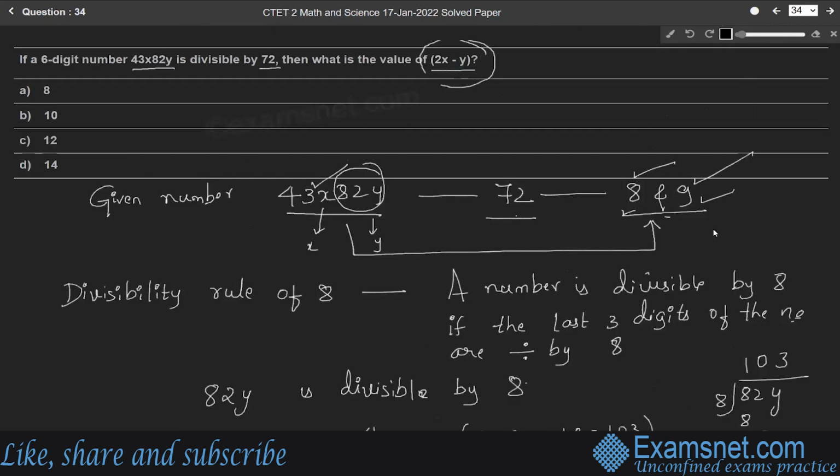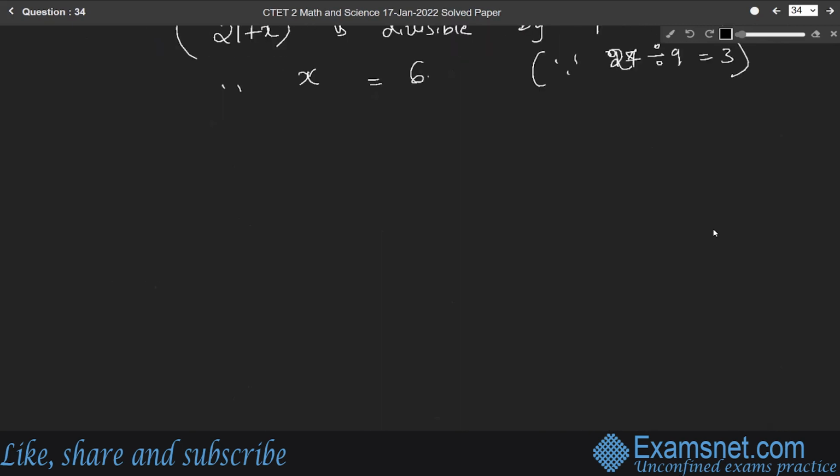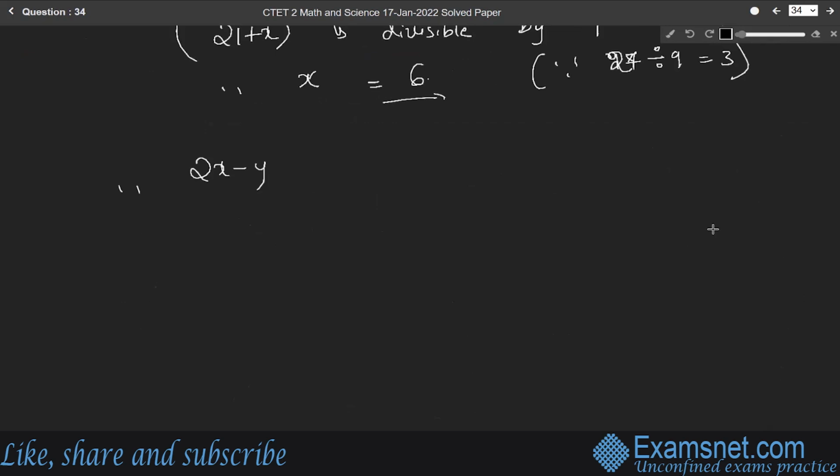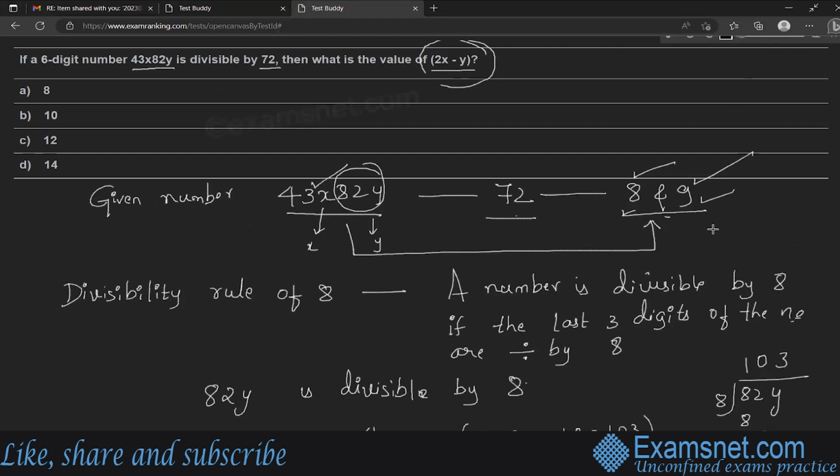Therefore, what is asked? 2x minus y in the question. So 2x minus y is 2 into 6 minus y, which is 4, which is 8. Therefore, the correct answer is 8, option A.